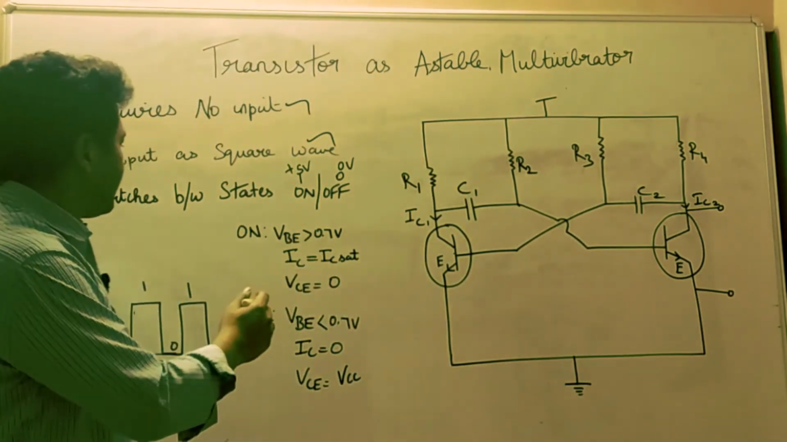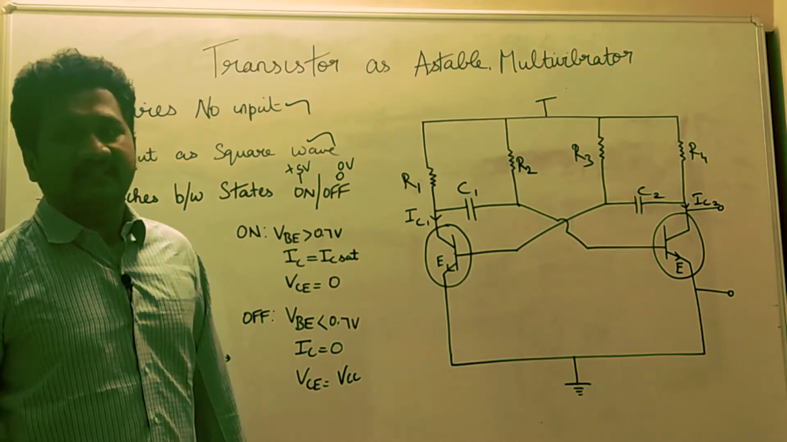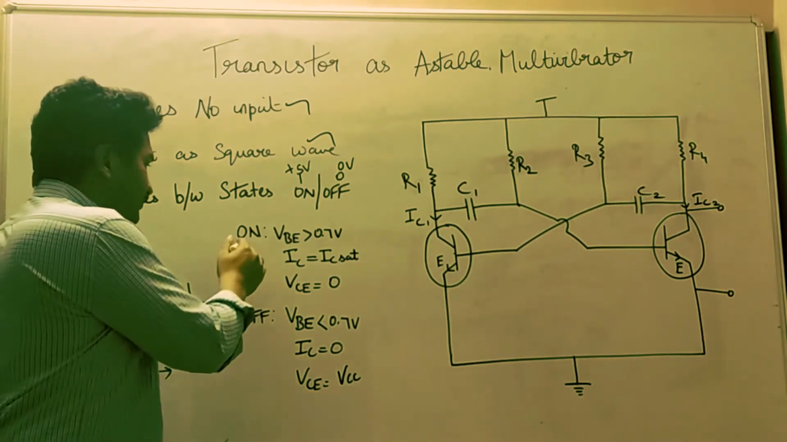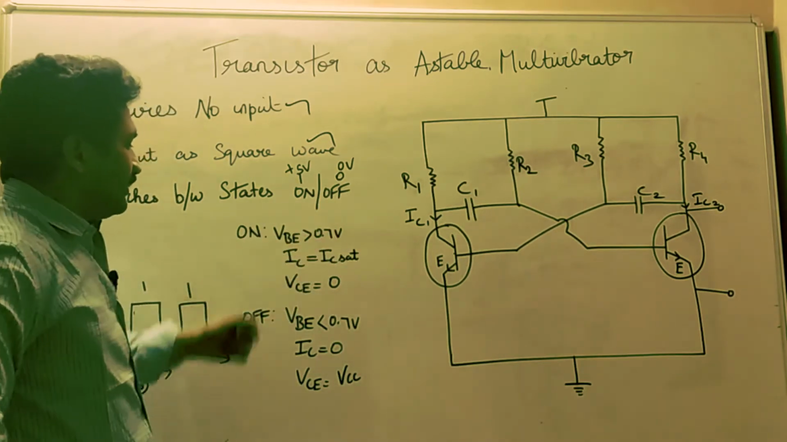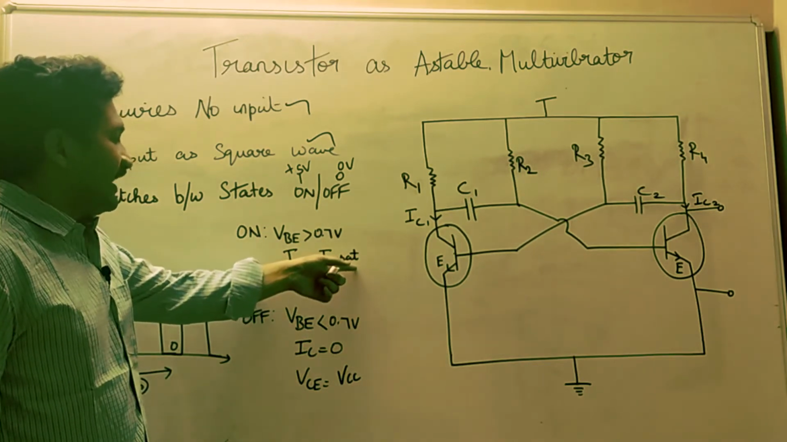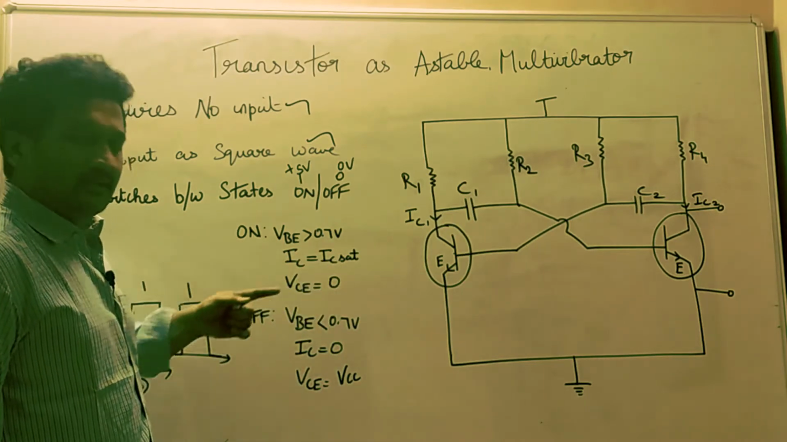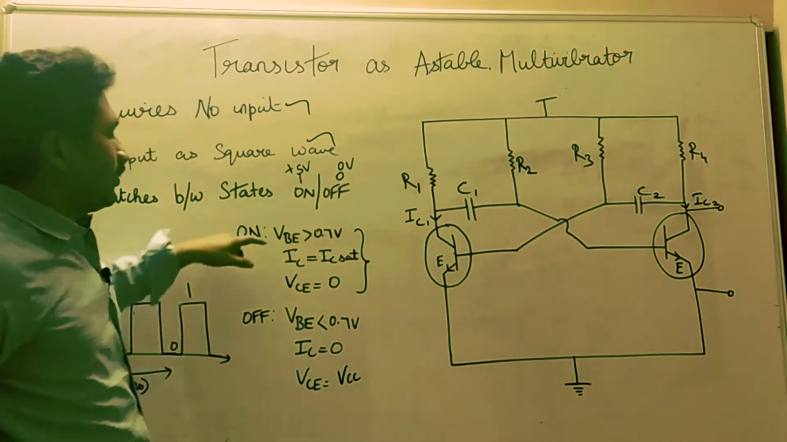The amplitude depends upon the VCC supply given to the transistor. If you can see here, I have given the link for the operation of a transistor as a switch, on condition and switch off condition. For on condition, VBE should be greater than 0.7 volt. IC will reach the saturation value. When IC reaches the saturation value, VCE will become 0. This is the condition where the transistor works as an on state.